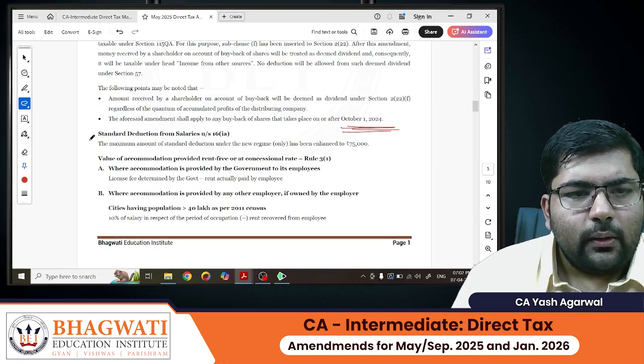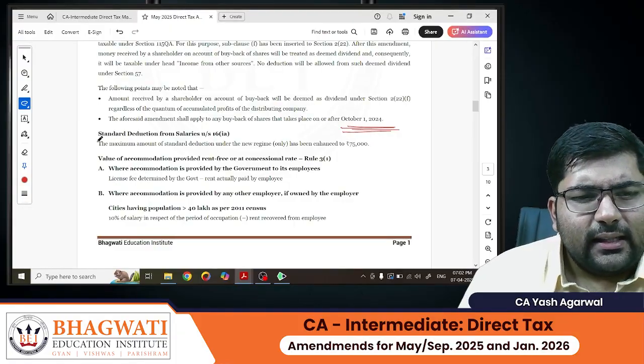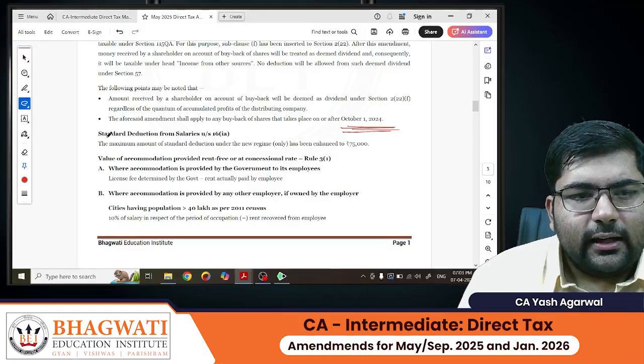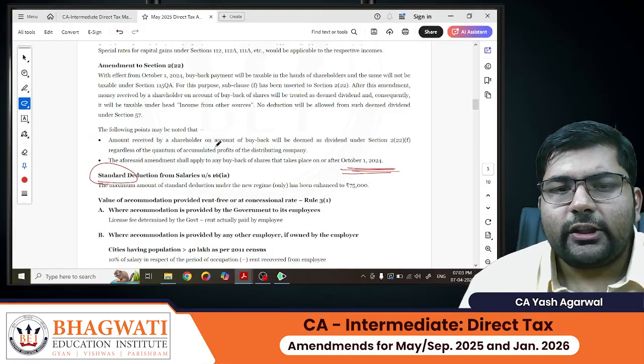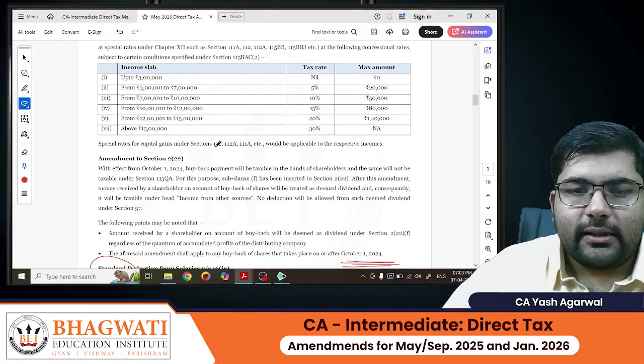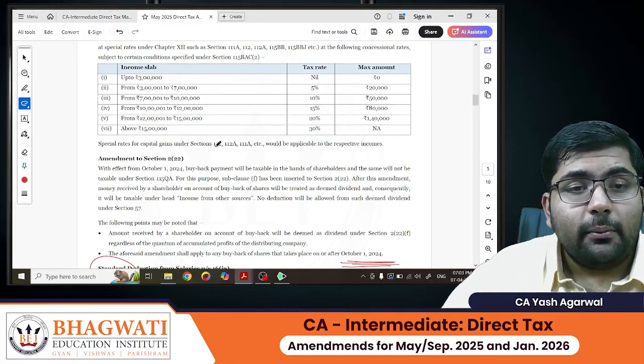The third amendment now, we are moving to the head of salaries. Salaries has two amendments that have taken place. The first one is the standard deduction under the new regime. Please pay attention when I tell you certain amendments have taken place only under the new regime, and certain amendments have taken place under both regimes. This is going to be very relevant.